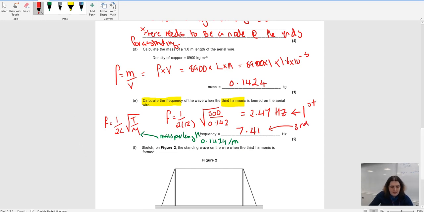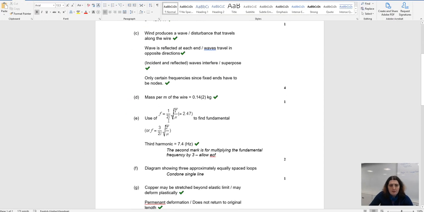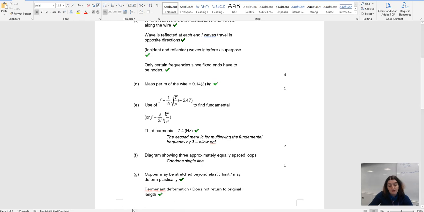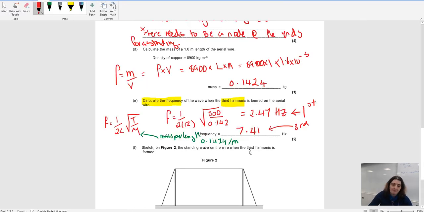So we can look at the mark scheme for this one. Here we go. So the first harmonic is to find the fundamental, so 2.47. So you've got all the information there. It's the mu that kind of slips people up, okay? And the third harmonic, of course, is 3 times the first harmonic.